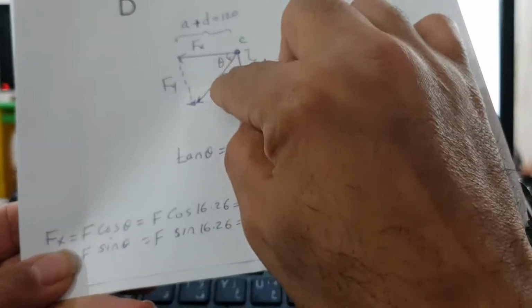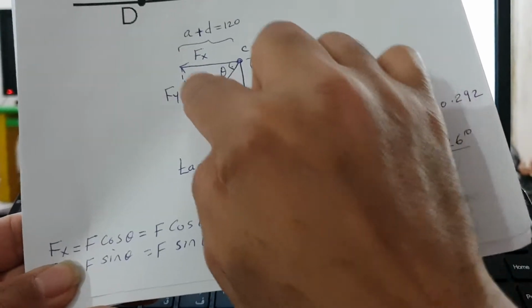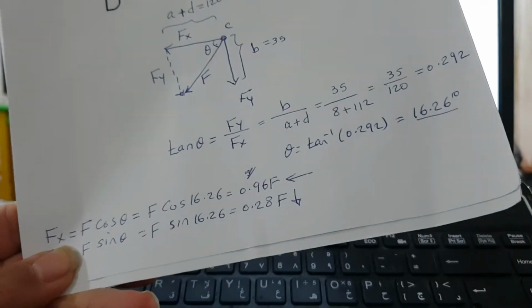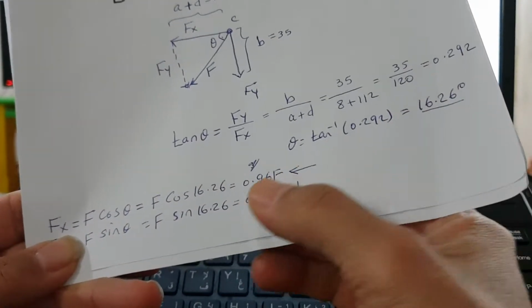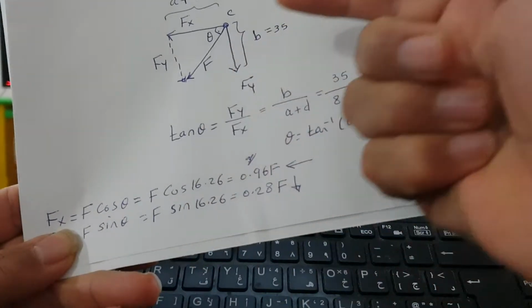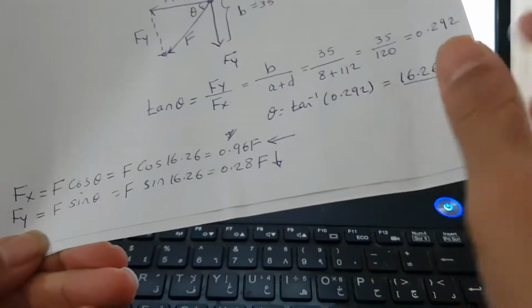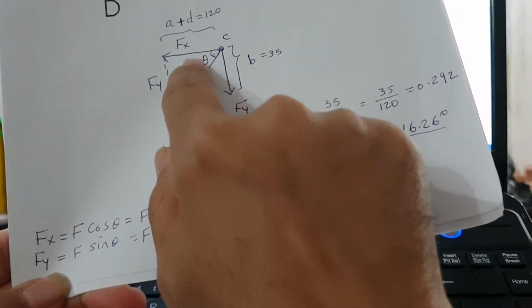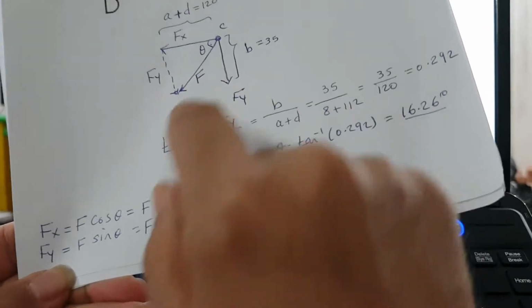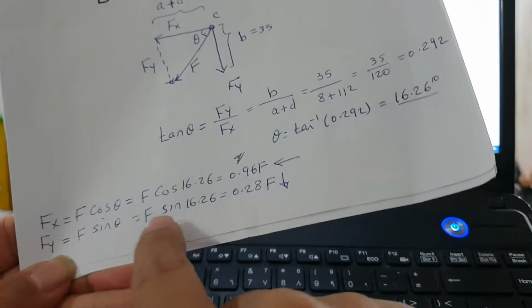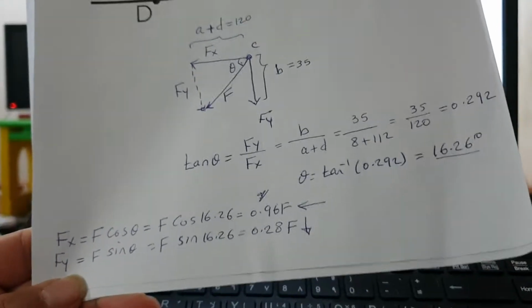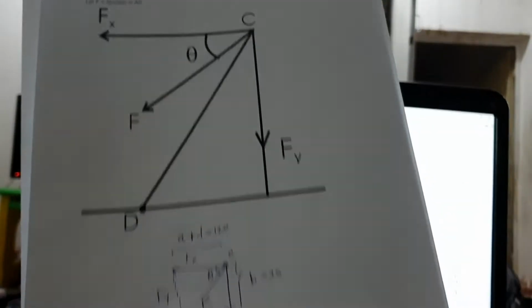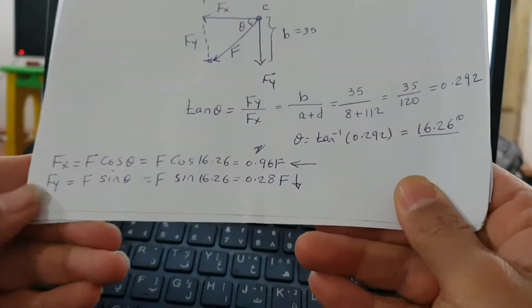Because Fx is F cosine theta. Look at the angle. F cosine theta is Fx. So F is unknown. Cosine 16.26 is 0.96, so Fx is 0.96 F. Remember, Fx is going that way. And if Fx is equal to F cosine theta, Fy will be F sine theta. So F sine 16.26 is 0.28 F. And look at this, it's going downward. So now we have Fx and Fy.